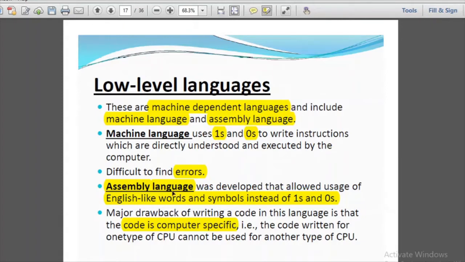So it is a major drawback of assembly language, that code written for any one type of CPU cannot be used for another type of CPU.